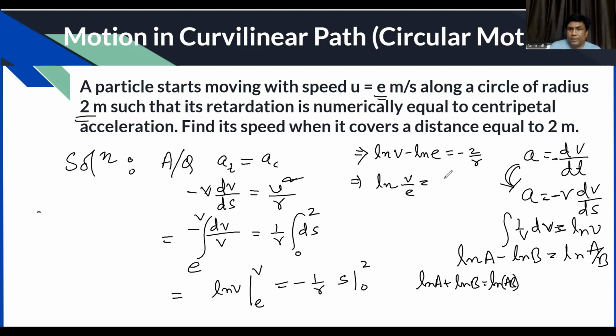So it will be minus 2 by r. If you remove the ln, it will be v by e, and there will be the exponential sign. Exponential is nothing but e only, whatever I am giving, that is the same value. That is called exponential. So e to the power minus 2 by r. So what will be the v? v will be equal to e into e to the power minus 2 by r.